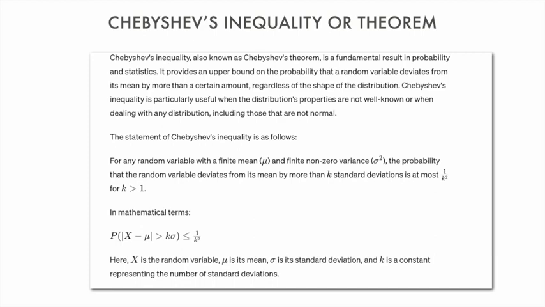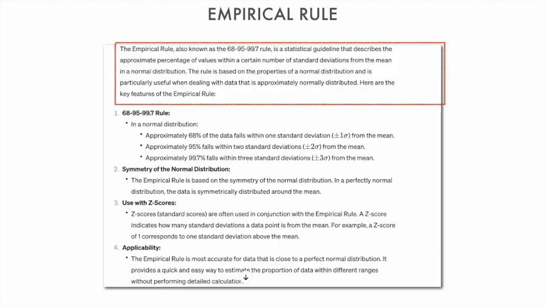And then the empirical rule. The empirical rule is a statistical guideline that describes the approximate percentage of values within a certain number of standard deviations from the mean in a normal distribution. The rule is based on the properties of a normal distribution and is particularly useful when dealing with data that is approximately normally distributed. It is known as the 68, 95, 99.7 rule. So 68% of data falls within one standard deviation, approximately 95% falls within two standard deviations, and approximately 99.7% falls within three standard deviations.